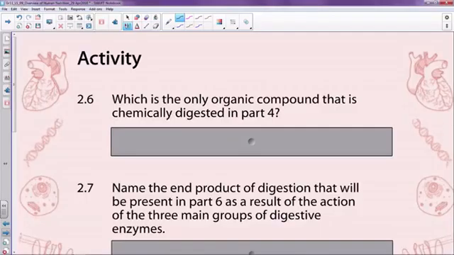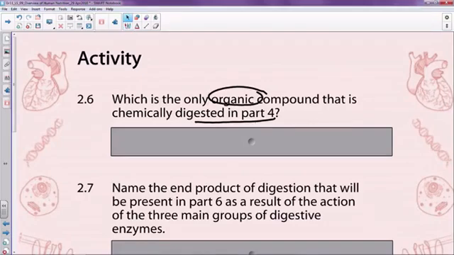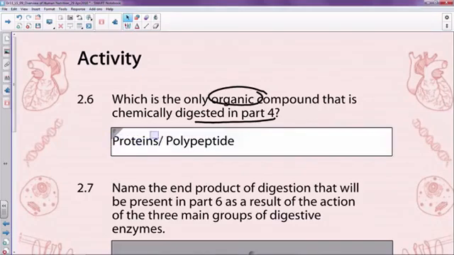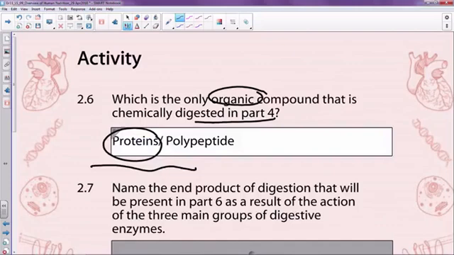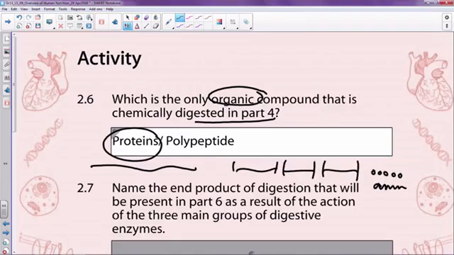2.6. Which is the only organic compound that is chemically digested in part number 4? The only organic compound, that's the key part of the question. So it's proteins, and as I said earlier on, your proteins are broken up from large protein molecules into shorter polypeptide molecules that then undergo further digestion in the small intestine to release your amino acids. So we're looking at proteins and polypeptides being broken down further.